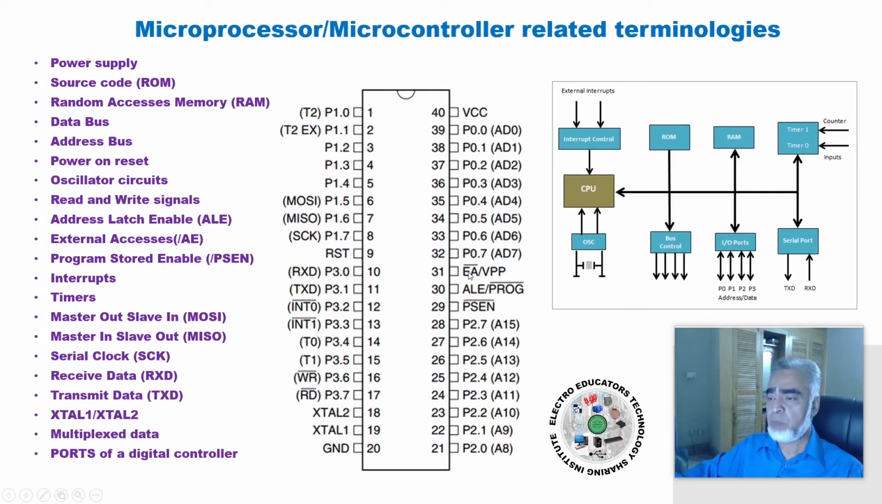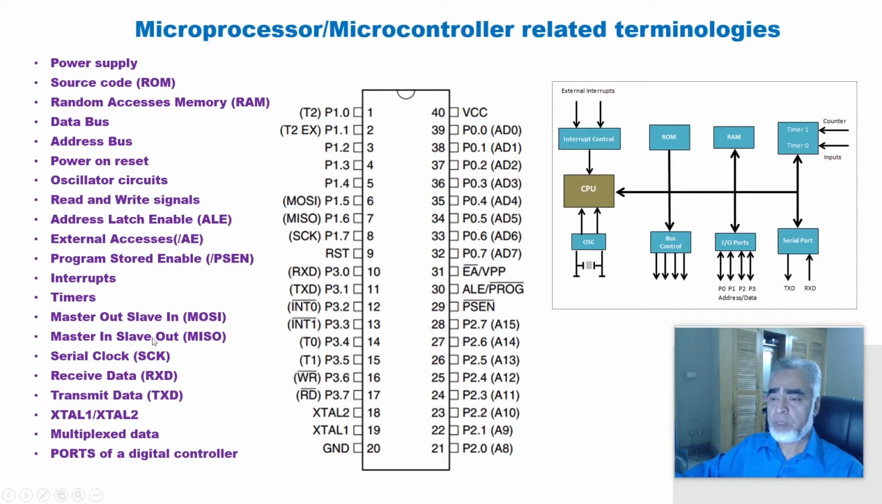It means that if this pin is low, then this device will work as a microprocessor, and if we connect this pin with 5 volt, that is the VCC, this device will work as a microcontroller. And the next signal is program stored enable, PSEN. The microcontroller will use this pin to read the external source code in case of a microprocessor based system.